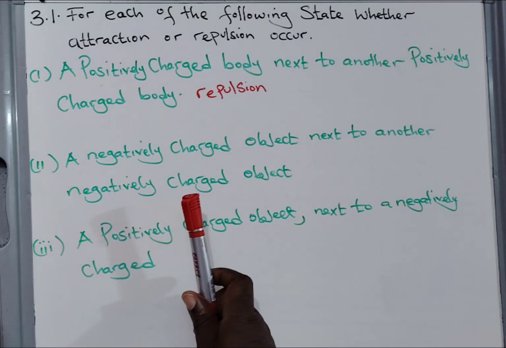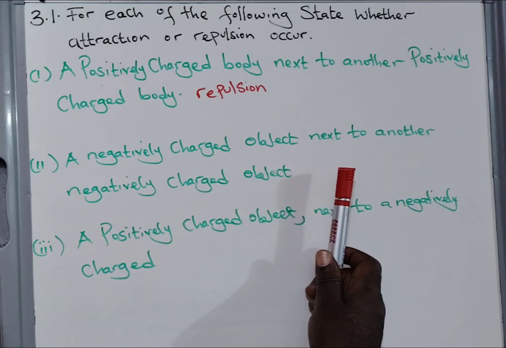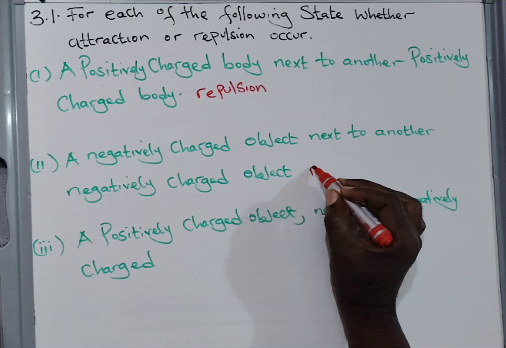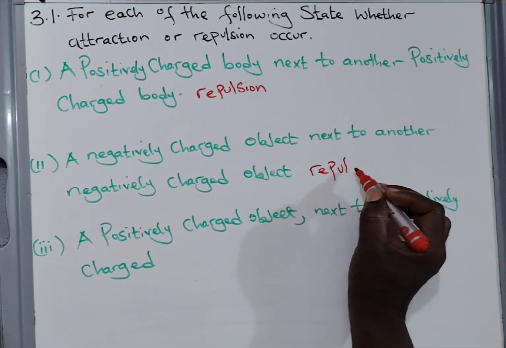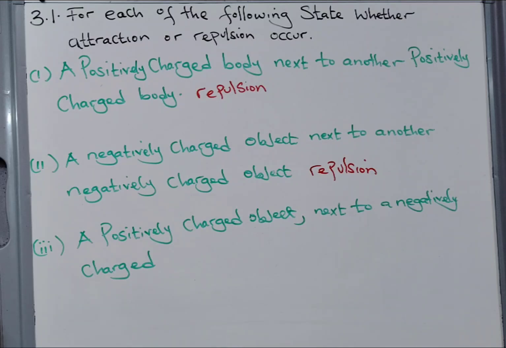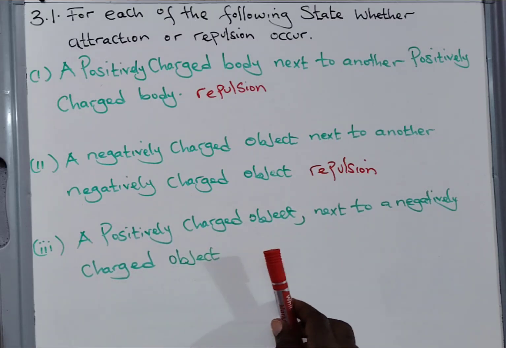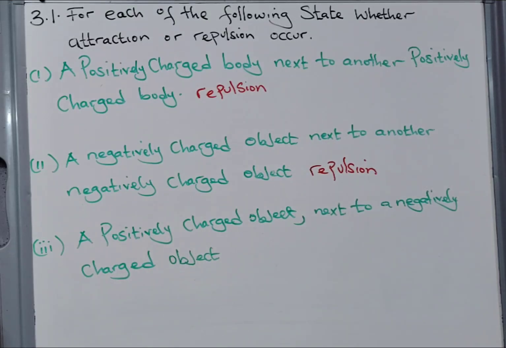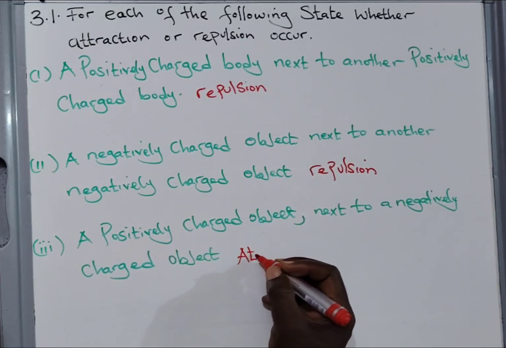So we come to this one. A negatively charged object next to another negatively charged object. What will happen? What will happen is repulsion. Yes, these ones also will tend to push each other aside. Okay, then comes this one. A positively charged object next to a negatively charged object. What will happen? What will happen is attraction.